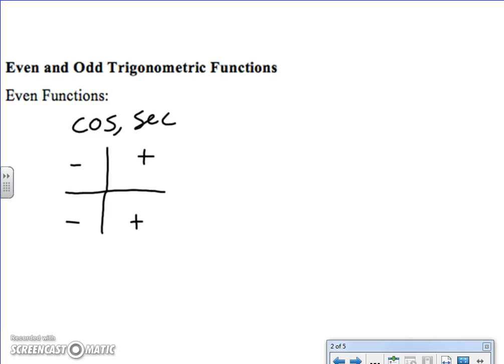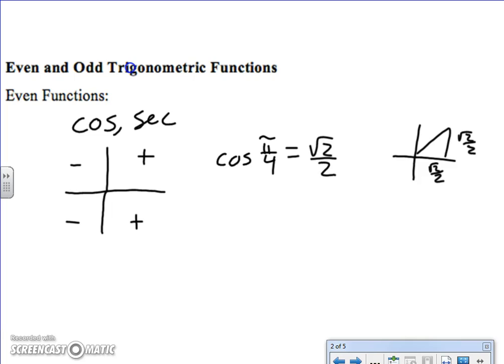So let's think about this then. Say I were finding the cosine of pi over 4. So off to the side here, if I draw a picture, I know pi over 4 is a 45-degree angle, so my sides are square root of 2 over 2. Cosine is the x-coordinate, so this would be equal to square root of 2 over 2.